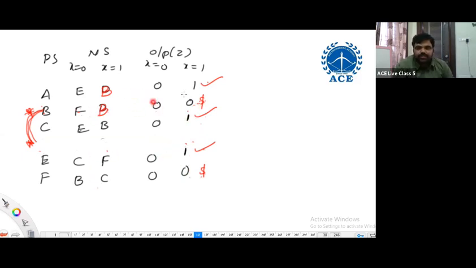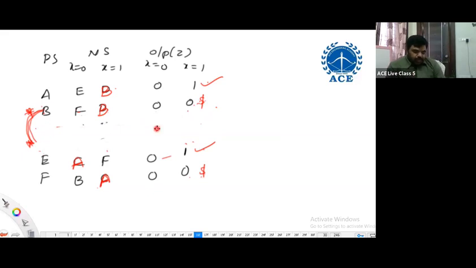Next, you are observing the 0, 1 outputs: 0, 1; 0, 1; 0, 1. And here it is EB, here it is EB. Yes, one can be removed from this. If I remove this, wherever C is there I have to write A. Then it can be removed.